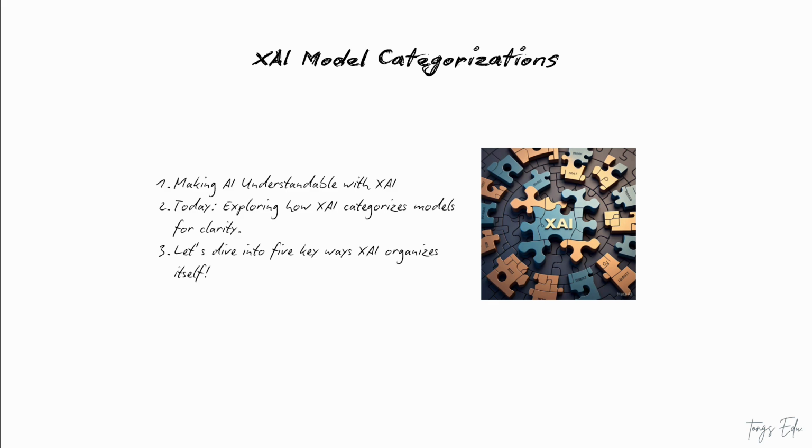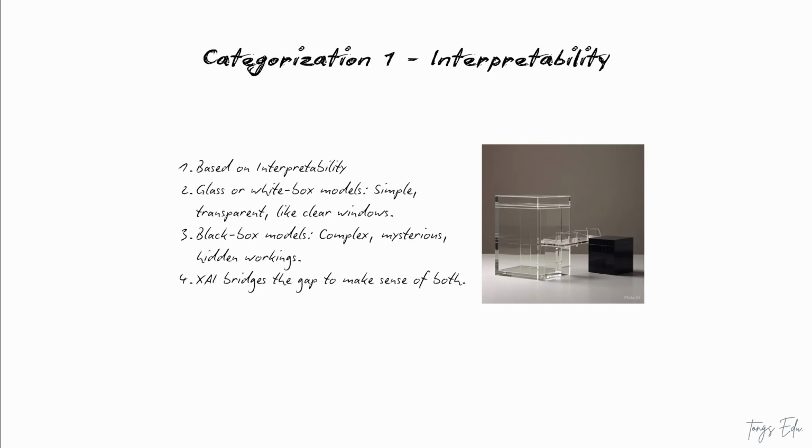It's like sorting a massive puzzle. Let's piece it together. First, let's talk about XAI categorizations based on interpretability. This is all about how easy or tricky it is to peek inside an AI model. On one end, you've got glass or white box models. Think of these as crystal clear windows.